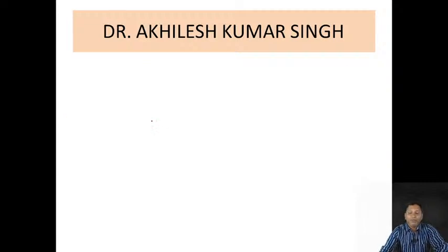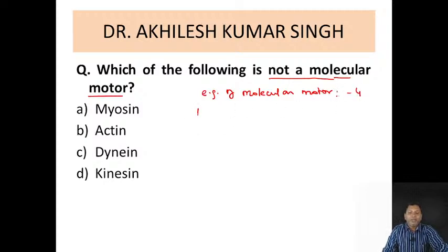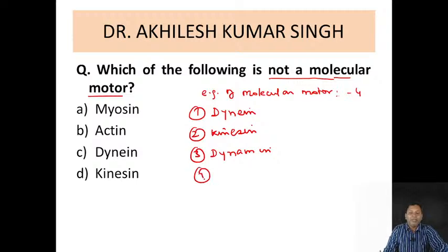Now let us come to another question here. Another question which was asked in the MCA exam: which of the following is not a molecular motor? So remember this, what are the examples of molecular motors? There are four types: one is dynein, another is kinesin, the third one is dynamin, and the fourth one is myosin. So these are the four molecular motors.